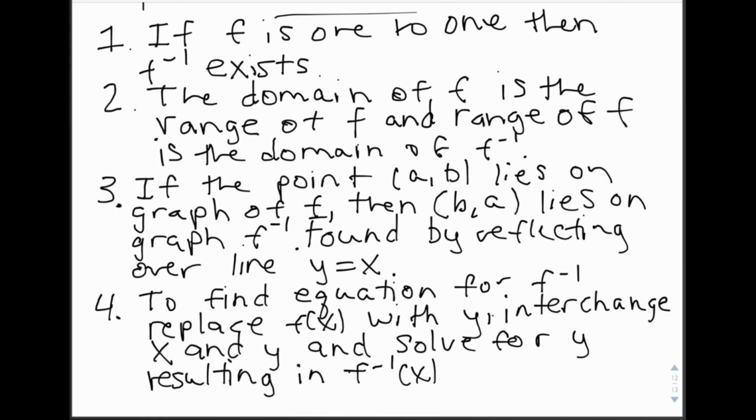Our last point here is number 4. To find an equation for f inverse, again, replace f of x with y, interchange x and y, and then solve for your y, resulting in your f inverse of x.